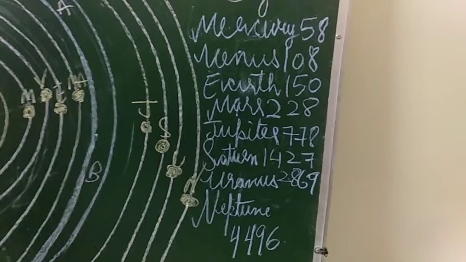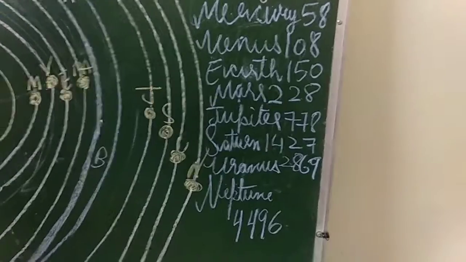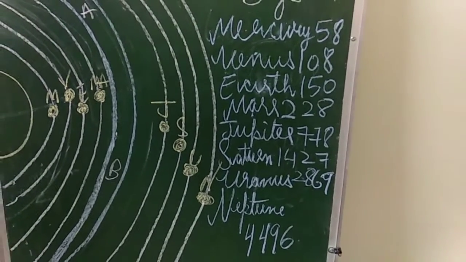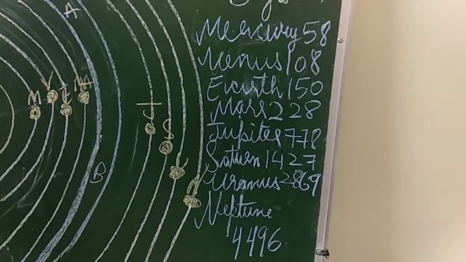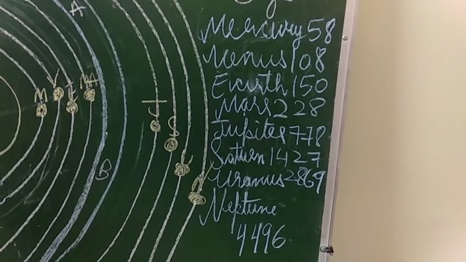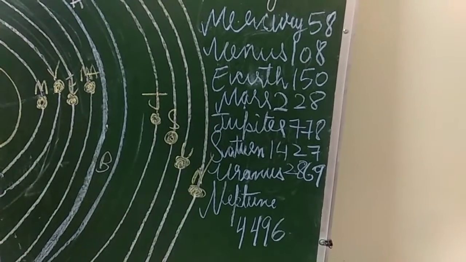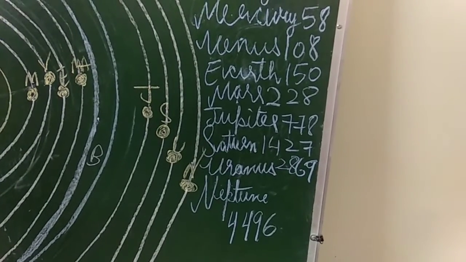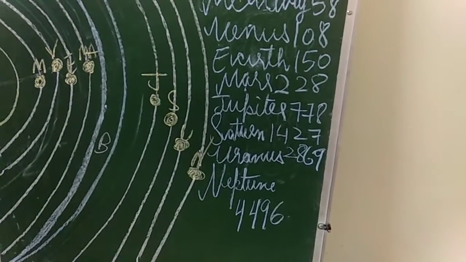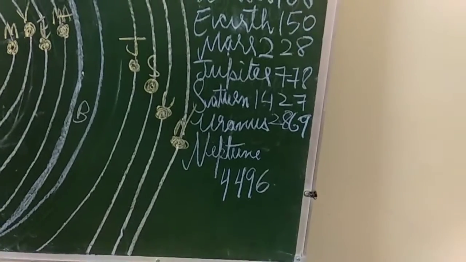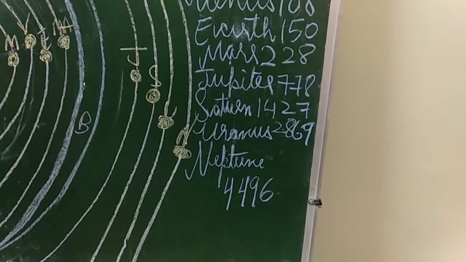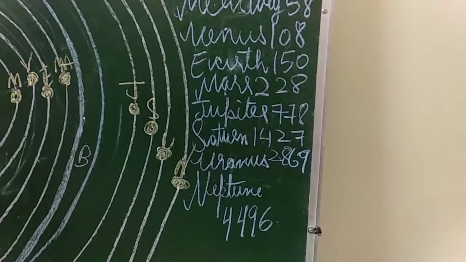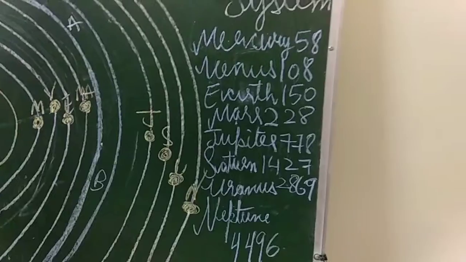Now, let's check the distance of all the 8 planets from the sun. Mercury is 58 million kilometers away from the sun. Venus 100 million kilometers. Earth 150 million kilometers. Mars 228 million kilometers. Jupiter 778 million kilometers. Saturn 1427 million kilometers. Uranus 2869 million kilometers. Neptune 4496 million kilometers. So this is the distance from the sun.